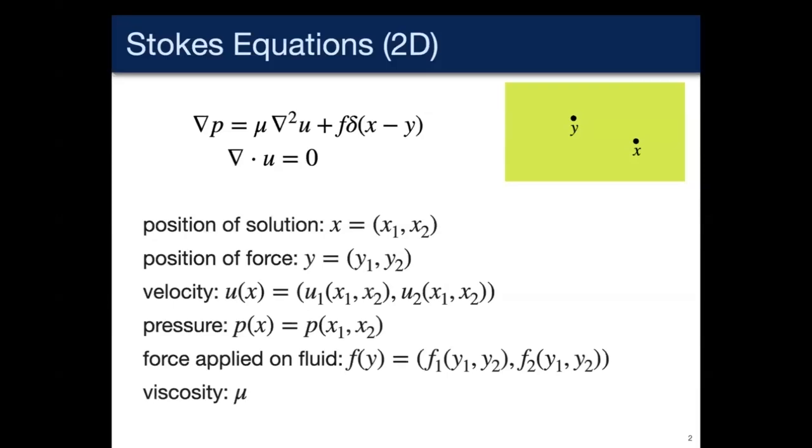Okay, so we're working with the Stokes equations. This is our conservation of momentum and our conservation of mass. In these equations, X is our position, and Y is the position of the force that's being applied. So X is where we're interested in the velocity and the pressure, and Y is where we're applying a force that's creating the flow that we're interested in. The velocity is a function of X, the pressure is a function of X, F is our force being applied at Y, and mu is the viscosity of the flow.